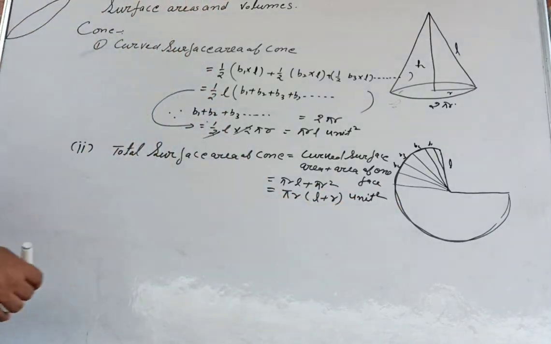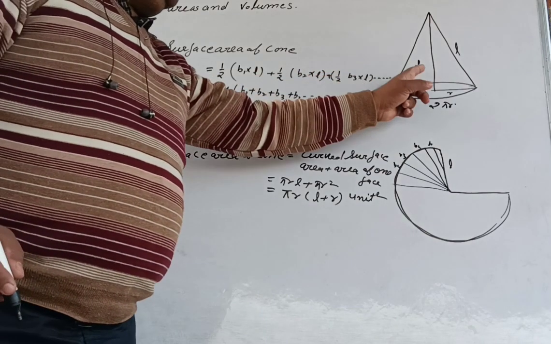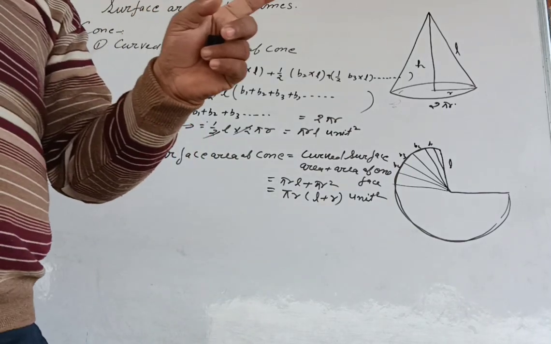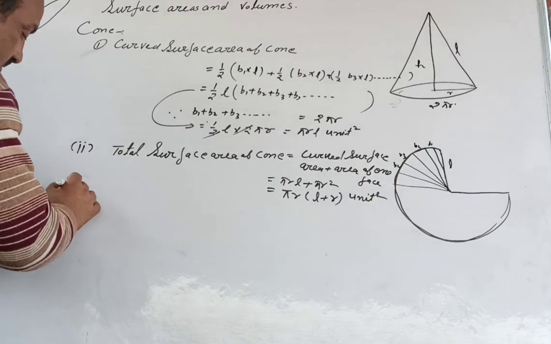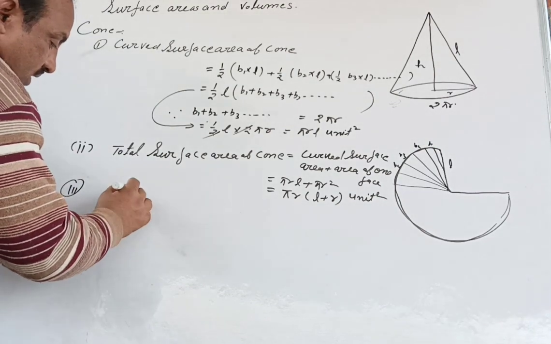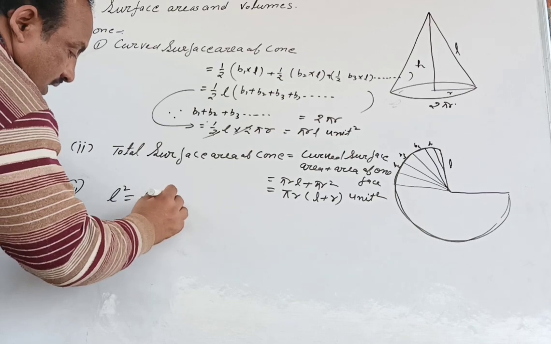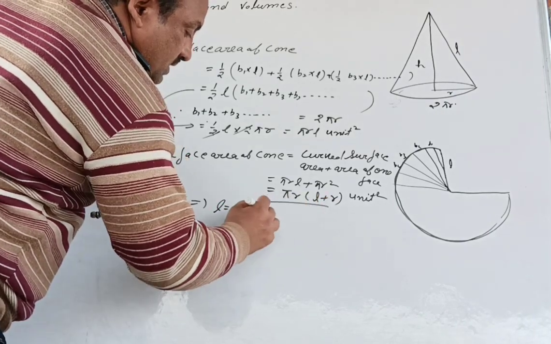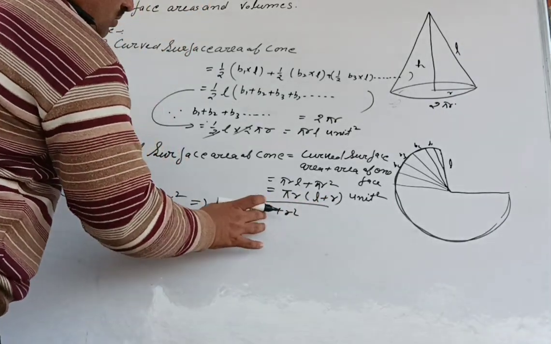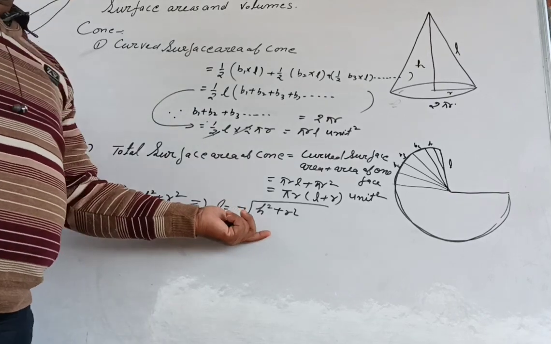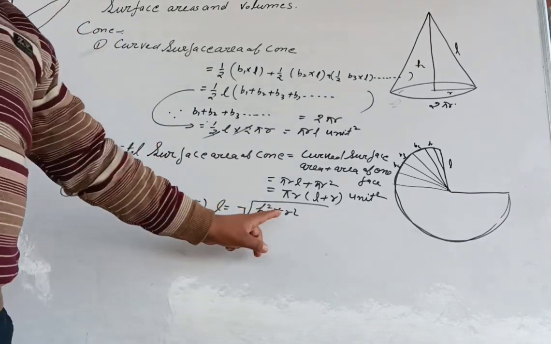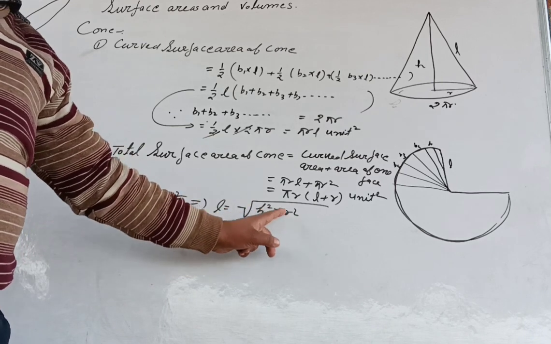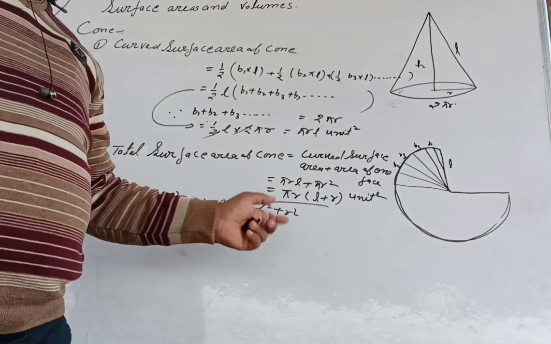If height and radius are given but slant height is not given, we use the Pythagoras theorem. Slant height of cone: L square is equal to H square plus R square, so L is equal to root of H square plus R square. If two variables are known, we find the third variable. If L and R are given, we find H. If L and H are given, we find R. If H and R are given, we find L with the help of this formula.